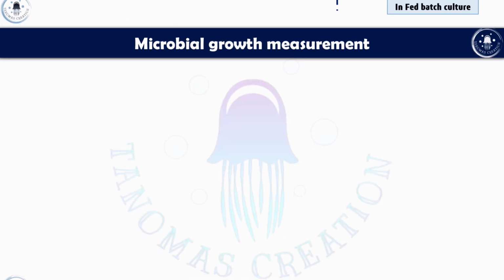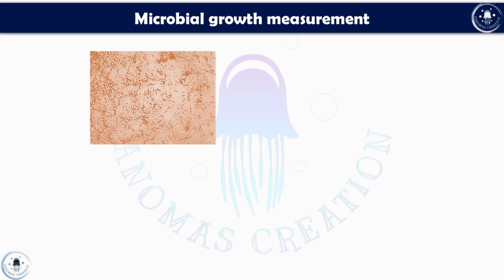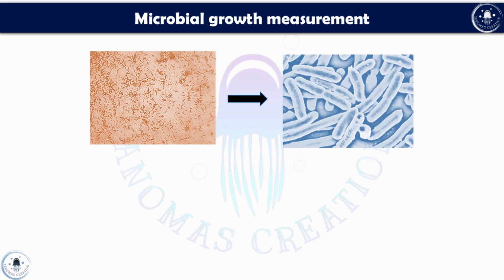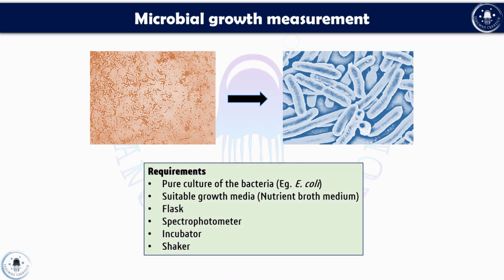Now, coming to microbial growth measurement. We need to measure the bacterial culture. The requirements that we need for microbial growth measurement are a pure culture of the bacteria. Here we will take E. coli as an example. You need a suitable growth media, for example, nutrient broth media. You need a flask for the culture, a spectrophotometer for taking the optical density, an incubator and a shaker.